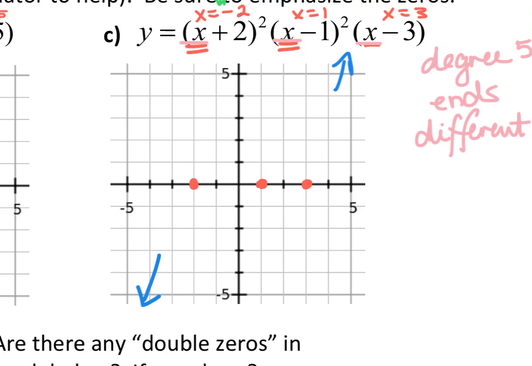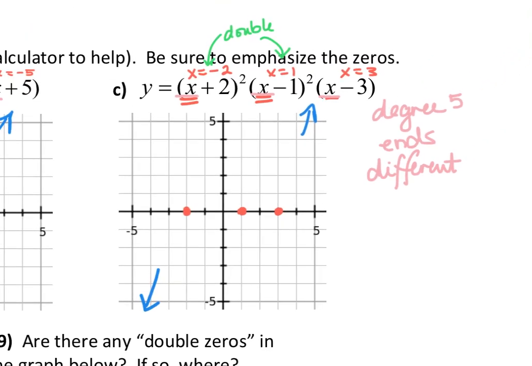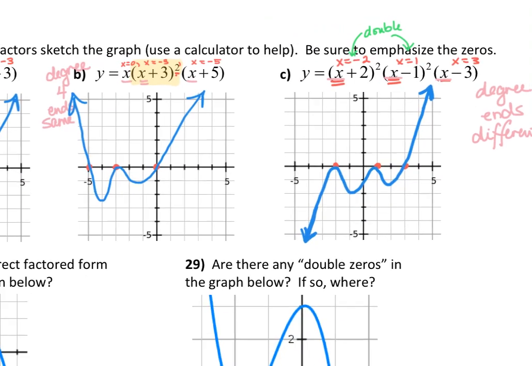So if you have a bounce at -2 and a bounce at +1, it's kind of going to do this, and then this. The ends are still different. The right end goes up, and you've got a bounce at -2, a bounce at +1, and a single root at +3.